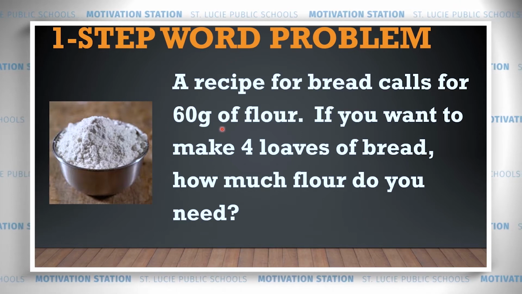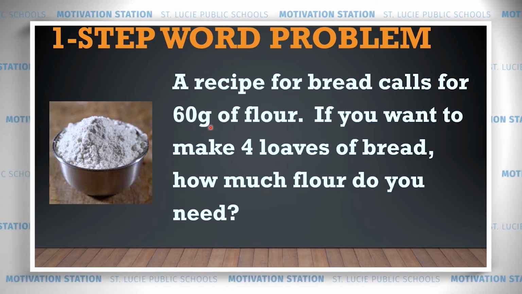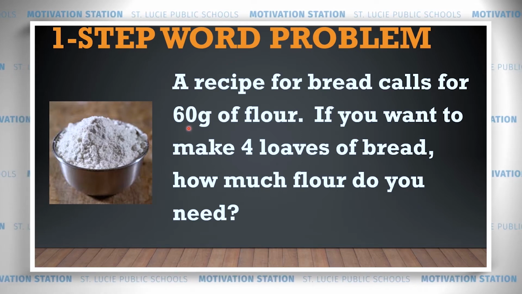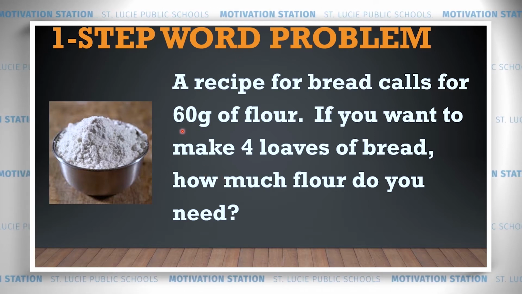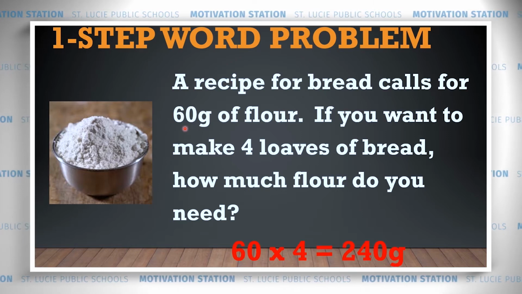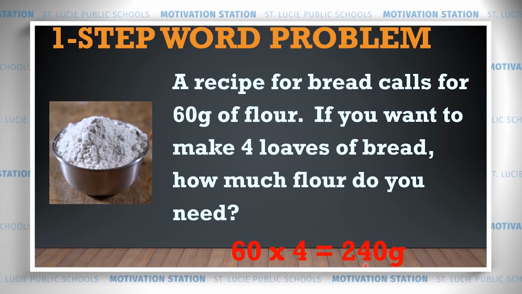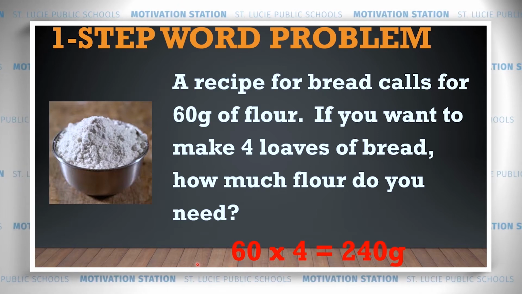Oh, I see. So each loaf of bread takes 60 grams, and I need 4 of them. So I'm going to need 4 groups of 60. Well, I remember that property that 0 is holding my place value. So if I do 60 times 4, that would be 240 grams. 60 times 4 is 240.